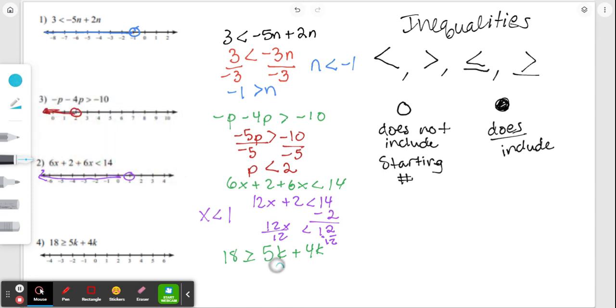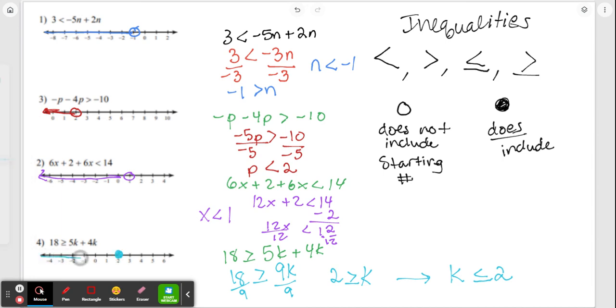5k, 4k, 9k. Divide by 9, divide by 9, k. And then I have my symbol going this way still. And then I have 2. Which means if I rewrite this, it's going to be k is less than or equal to 2. Less than or equal to gets a what type of circle? Closed circle at 2. And anything that is less than 2.